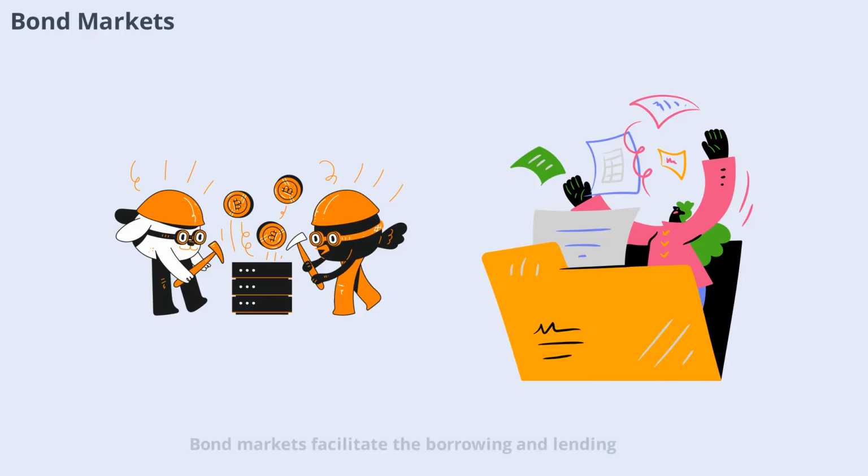Bond markets facilitate the borrowing and lending of money through the issuance of bonds. Governments, municipal corporations, and companies issue bonds to raise funds for various projects. Investors lend money for a fixed period at a set interest rate, and bonds are typically issued as bills or notes. This market is vital for funding large-scale financial projects and infrastructure development.